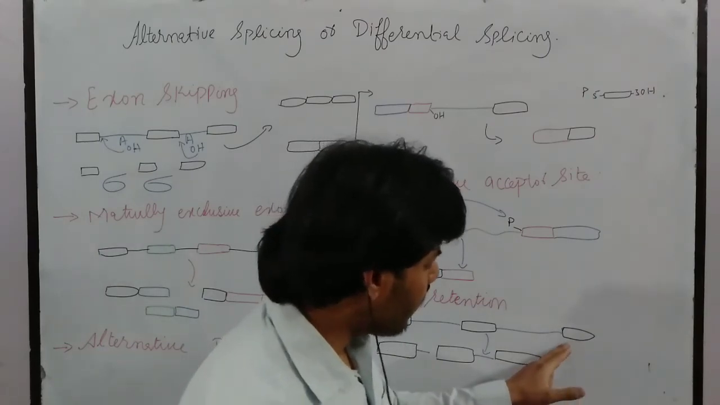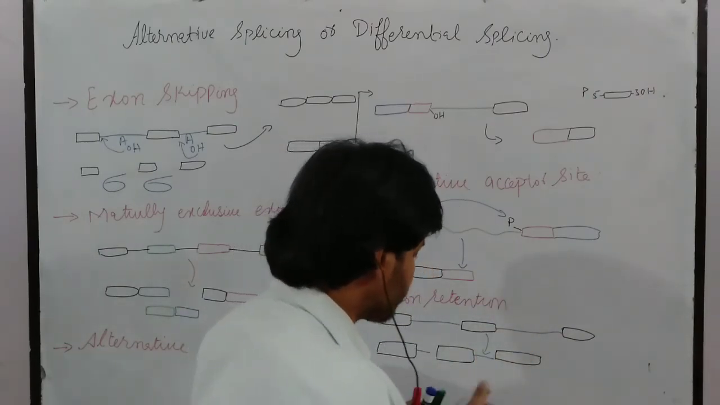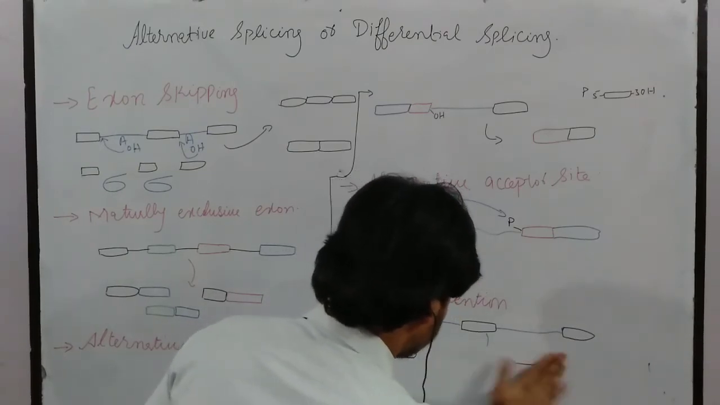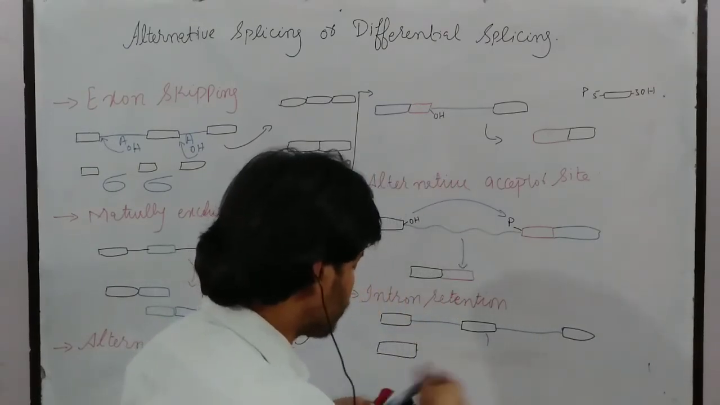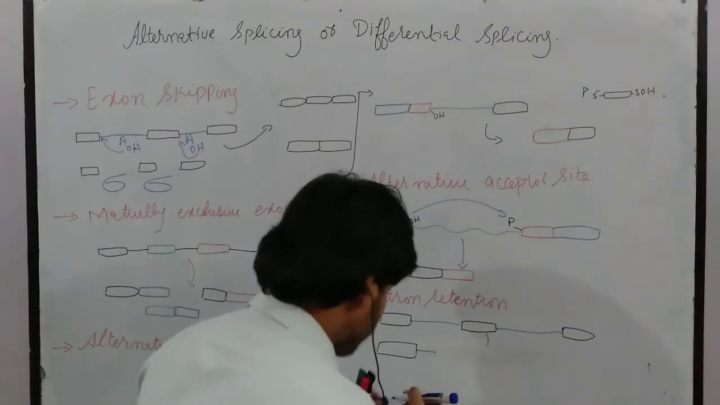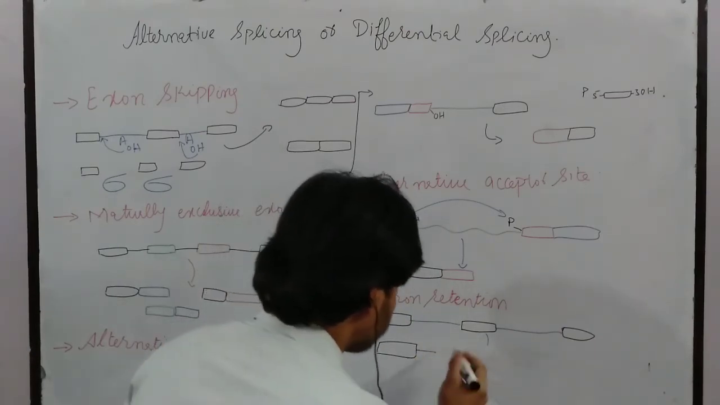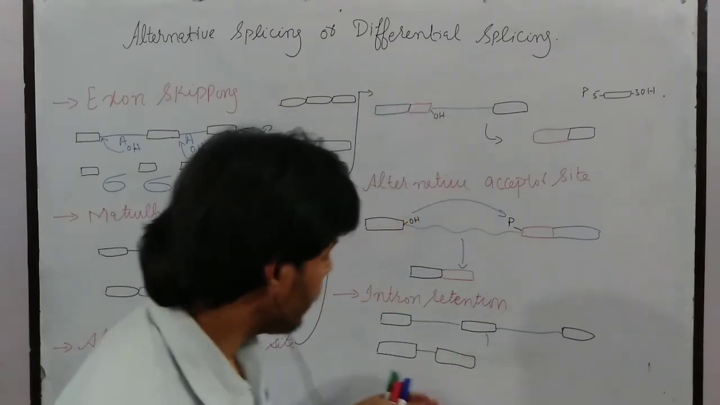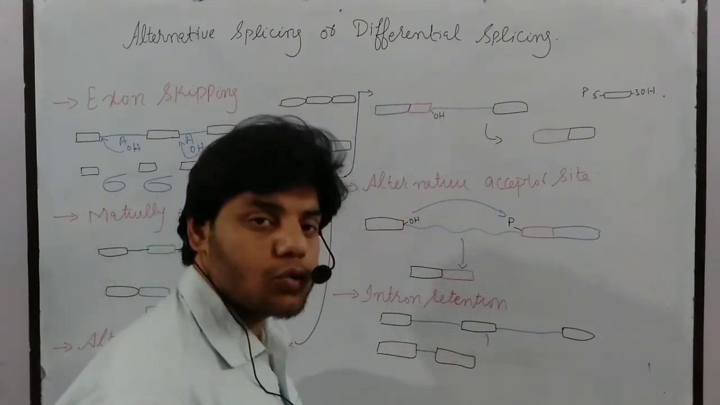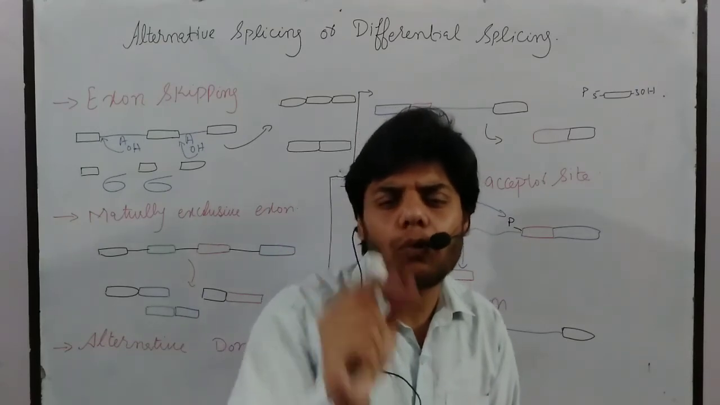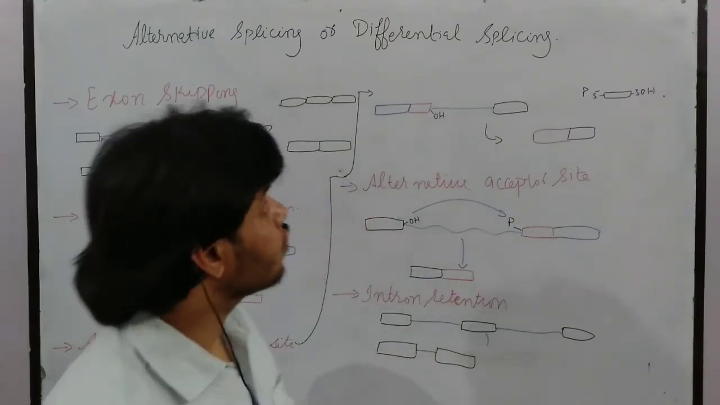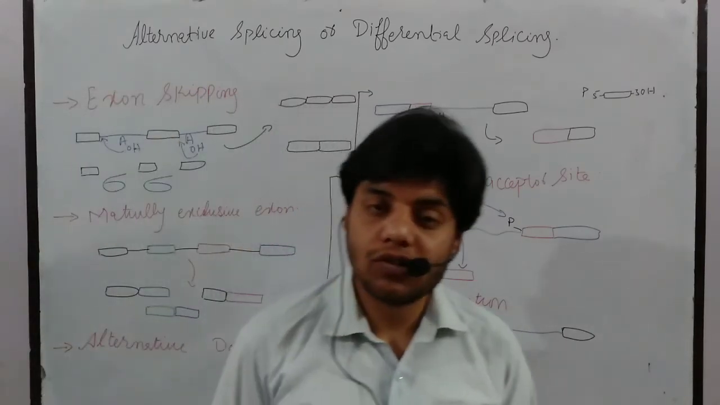But sometimes, let's suppose this one intron is released out, and we have just like that case. In this case one exon is released out, but the two exons which are connected to each other have a very short portion of intron present among them, so we call it intron retention. So this is all about alternative or differential splicing.